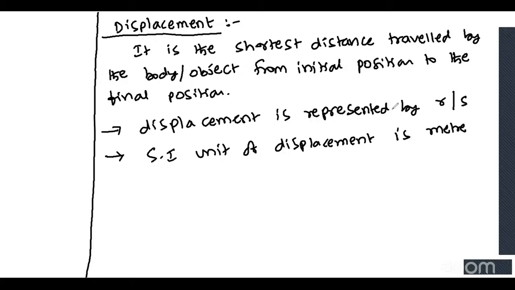Okay, fine. Next. The CGS unit of displacement is centimeter. For meter, we indicate m. Centimeter is cm.